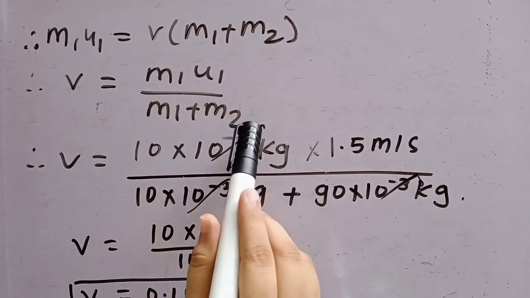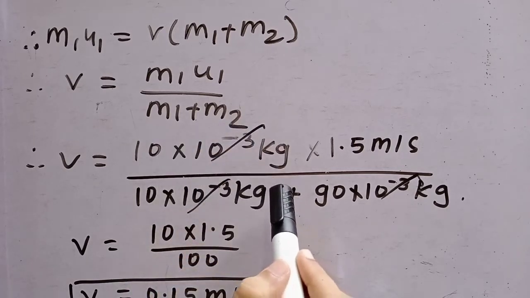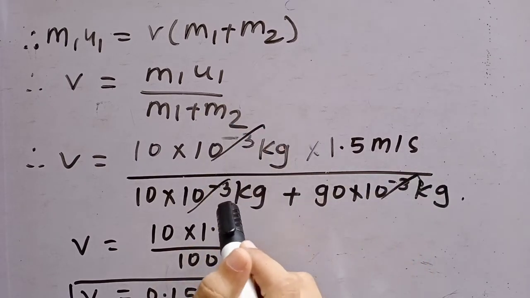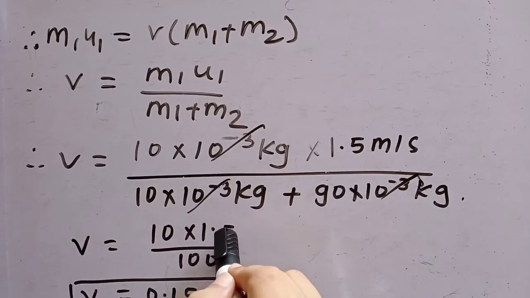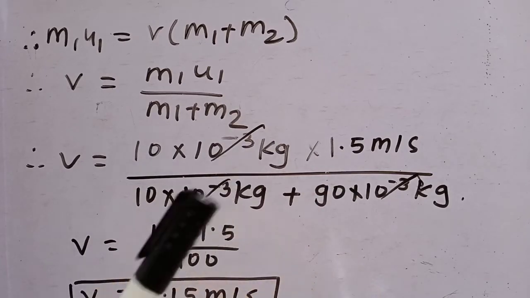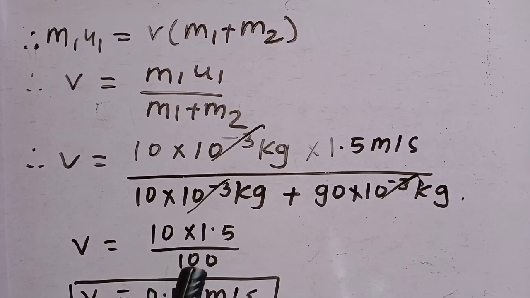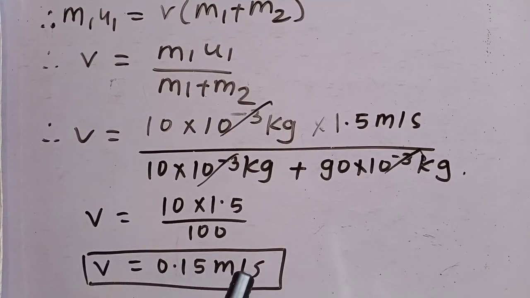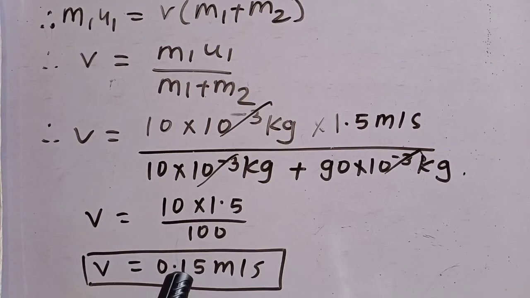So this 10 raised to minus 3, 10 raised to minus 3, 10 raised to minus 3, take it common, so this term will cancel out. So 10 into 1.5 upon 100 means what? 0.15 meter per second. So what is the velocity? V is equal to 0.15 meter per second is the required answer. So what is the velocity of that wooden plank as well as the bullet? Final velocity V is 0.15 meter per second. Are you getting me, class?